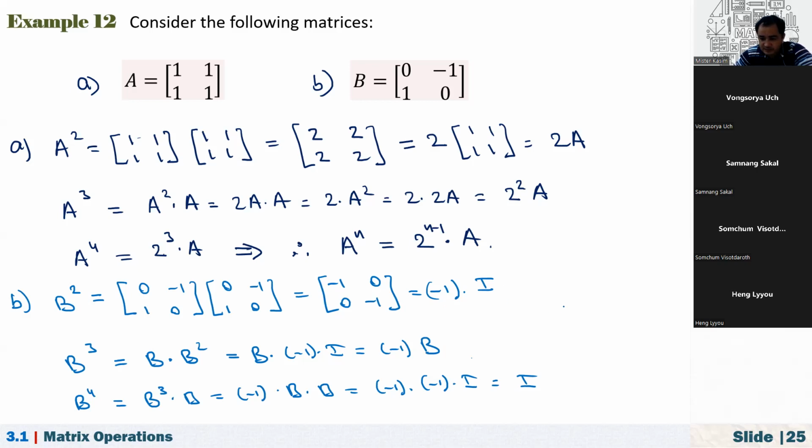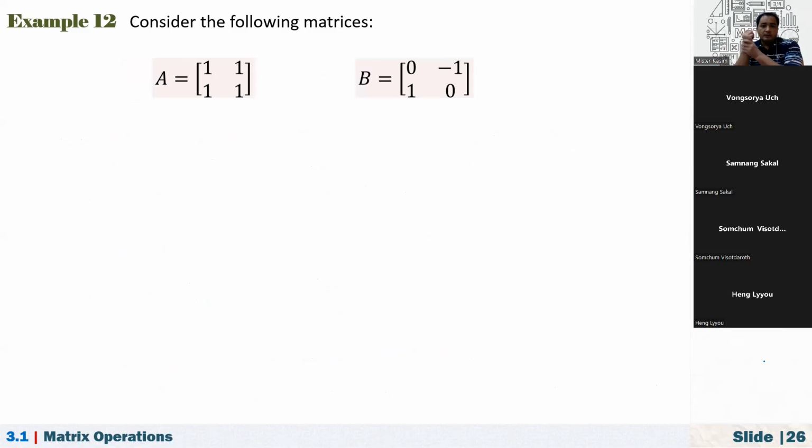For example, let's say if they ask, what is B to the power of 7? That's equal to B to the power of 4 times B cubed. This B to the power of 4 is I. What is B cubed? That's equal to minus B. So that's why it's equal to I times minus B, which is -1 times B.